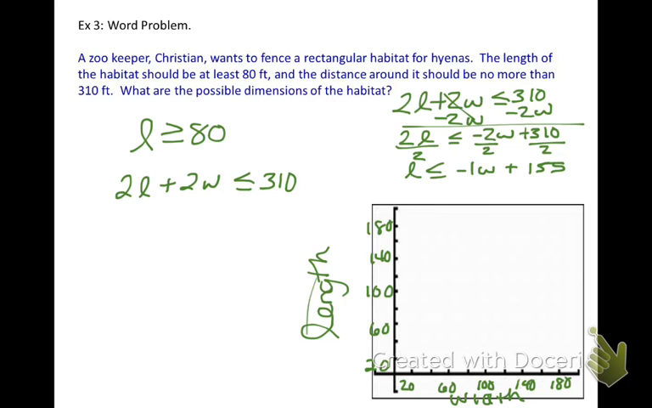I'm going to start with L is greater than or equal to 80. So I'm going to change the color so you can find it. You're going to find 80 on the Y line. And it's a solid line because there's an equal sign. And it goes straight across. And you're going to highlight it.